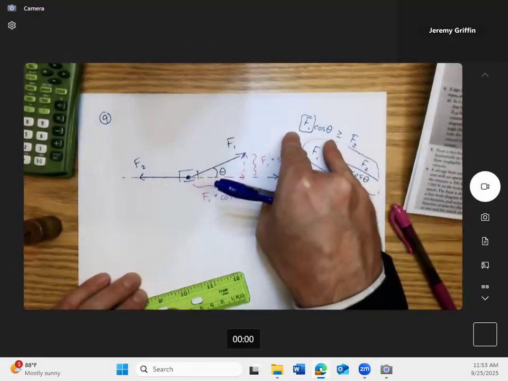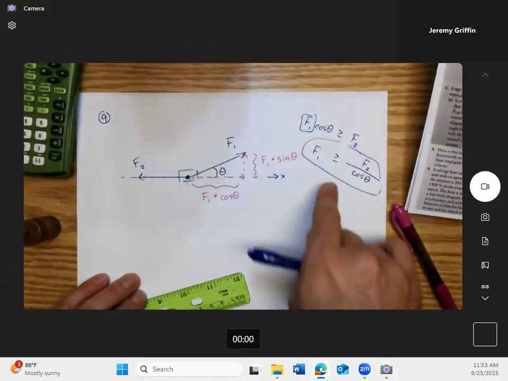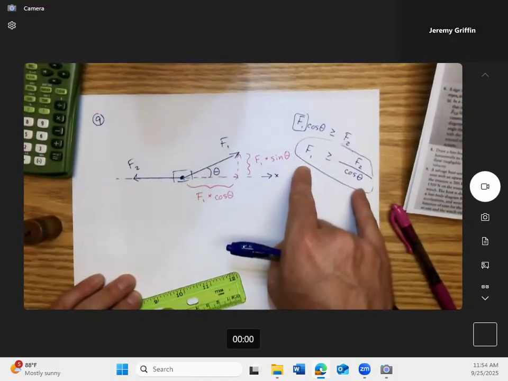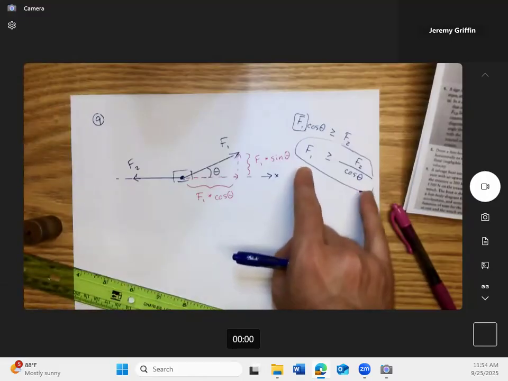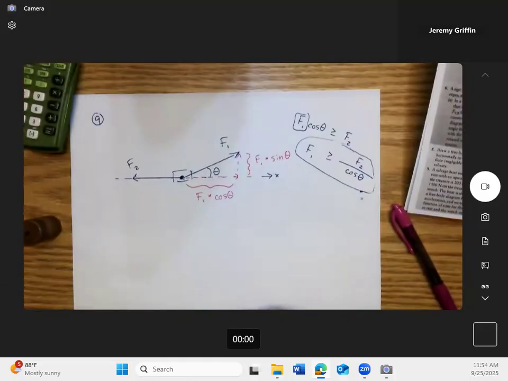So F1 cosine theta is at least as big as F2. And then algebraically, if you just divide by cosine theta, you get F1 is at least as big as F2 divided by cosine theta. Okay. Now I'm going to do an extension question here.